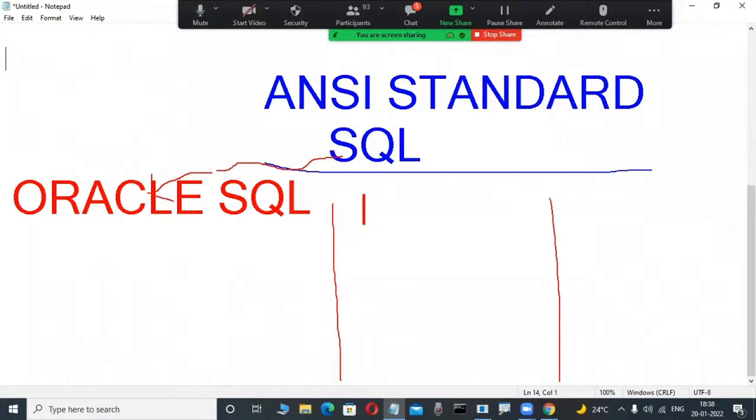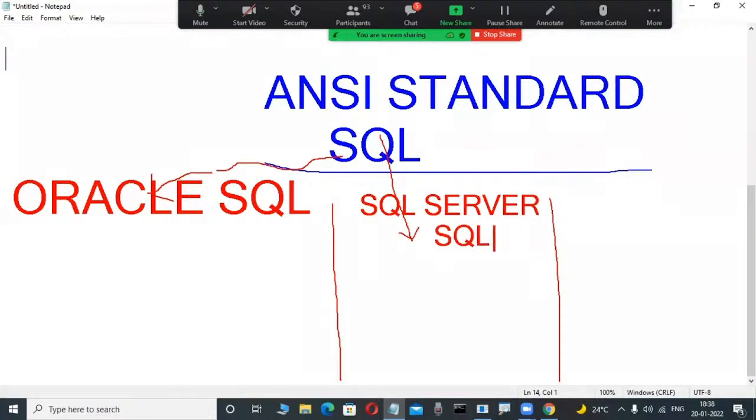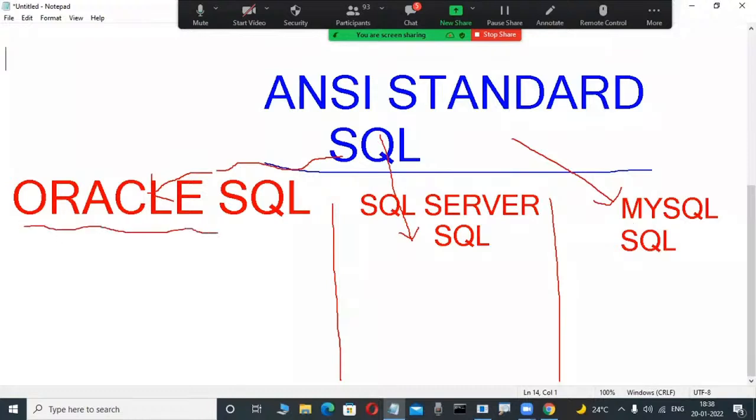Again, SQL Server, a Microsoft product, created their own SQL from this ANSI standard SQL, called SQL Server SQL. MySQL also created their own SQL language from this ANSI standard, called MySQL SQL. That's why in our class we are learning Oracle SQL. How do we differentiate these SQL languages? Conceptually they are the same.